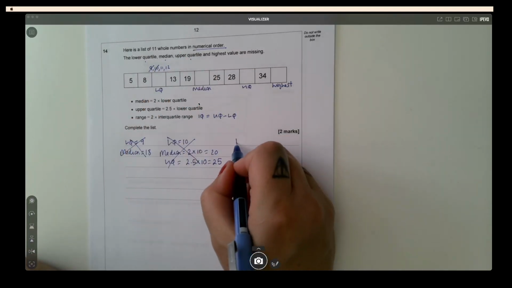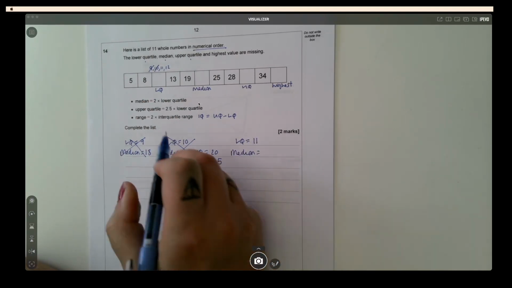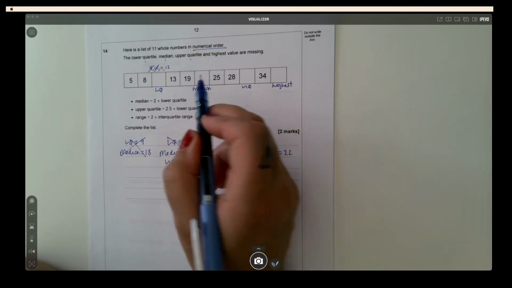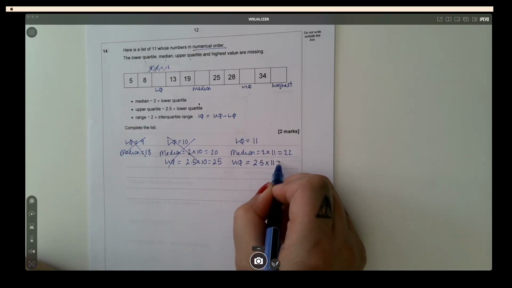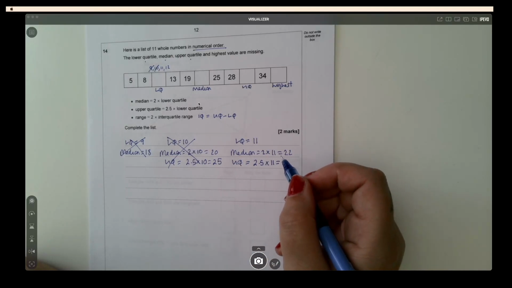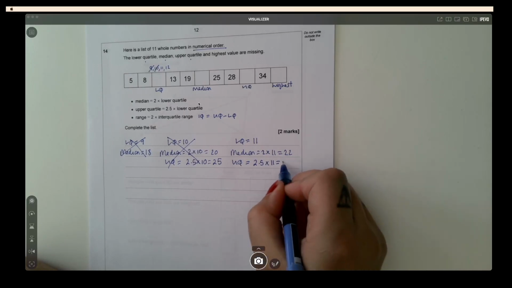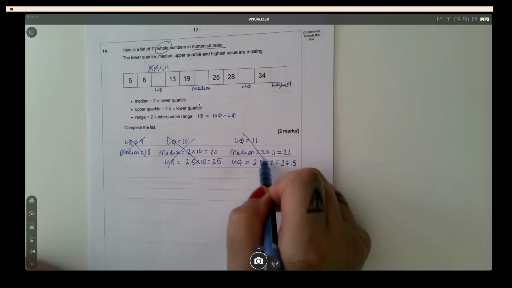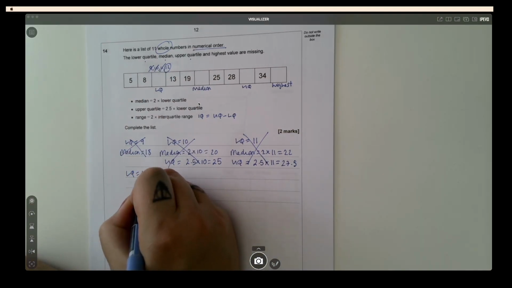Let's try a lower quartile of 11. So the median is 11 times 2. So that would work. The upper quartile is 2.5 times 11. Well, 2.5 times 11 is 22 plus 5.5. So that's 27.5. We're dealing with whole numbers. So that can't be the value. So the last one that we've got to try is the lower quartile being 12.